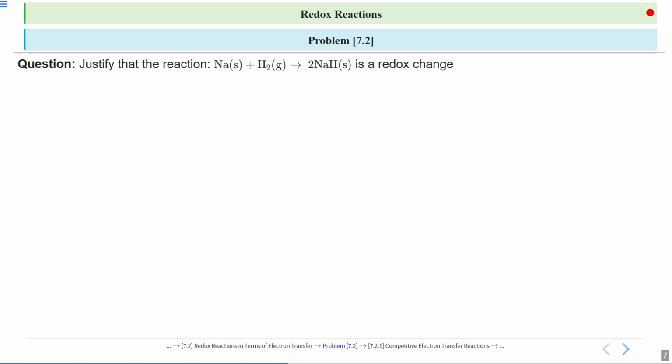So on the basis of the change in oxidation number, here you are provided with a question in which you have to justify that the reaction sodium plus H2 gives NaH, that means sodium hydride, is a redox change. So this is problem number 7.2 of NCERT redox reaction chapter. To prove that the formation of sodium hydride is a redox change, here you are provided with some time. And after this time, I shall provide you the correct answer to this question in an explanatory manner.